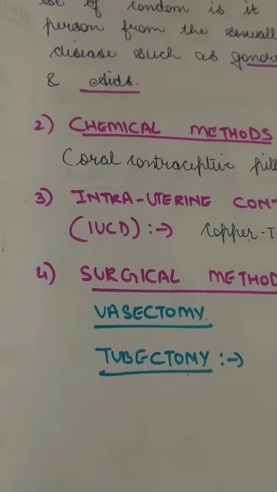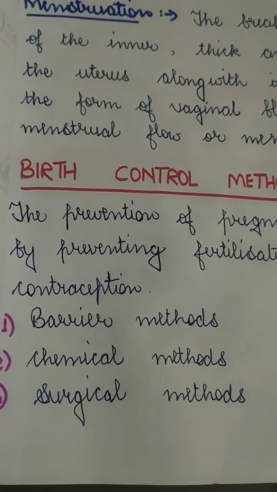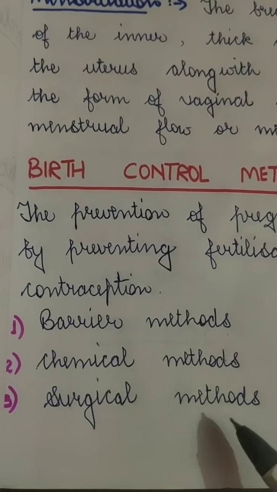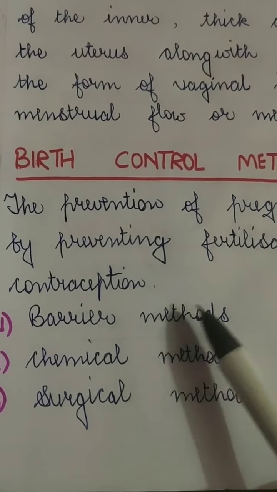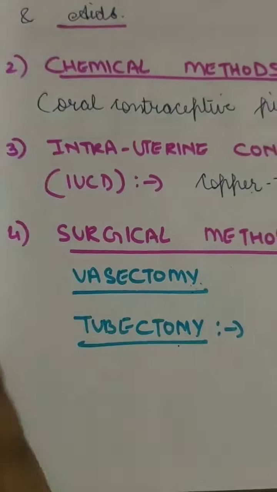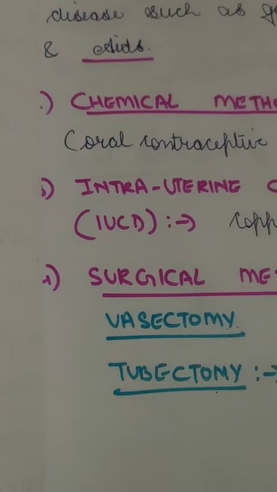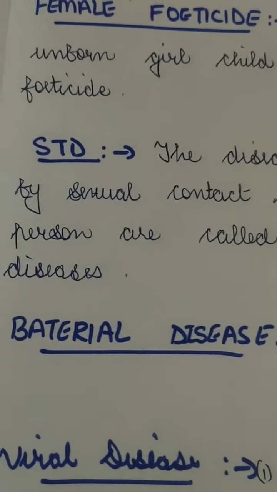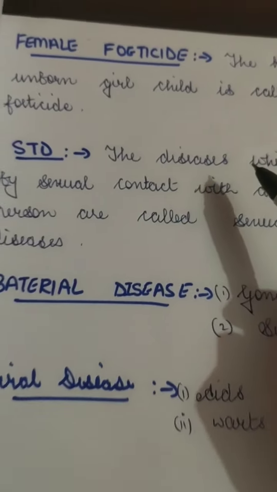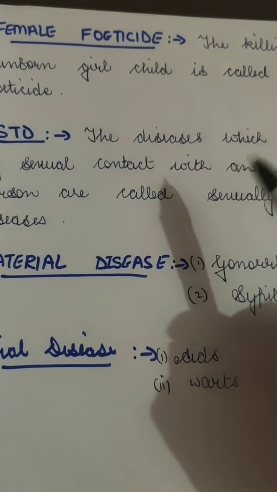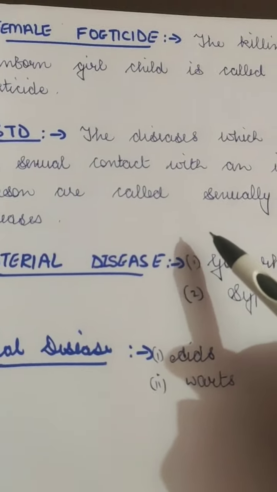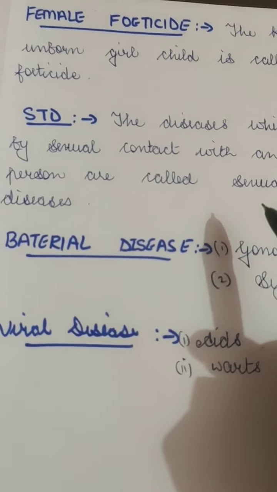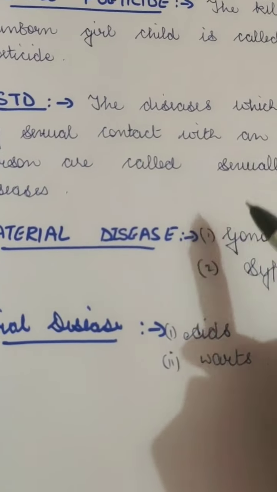So basically there are three methods: the barrier method, which is by the use of condoms, the chemical method by oral pills, and the surgical method. From all these methods, the barrier method is the best, as it prevents an individual from STDs, that is sexually transmitted diseases. The next is female feticide. In our country, it is very common that the killing of the unborn girl child is done. The killing of the unborn girl child, when the girl child is killed inside the mother's womb, is called female feticide.